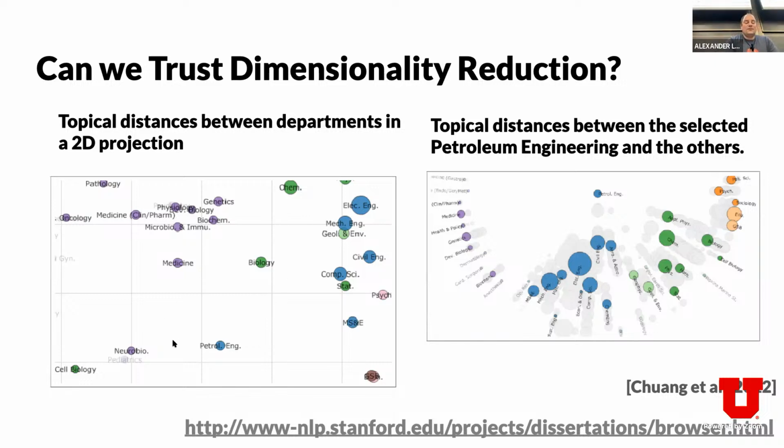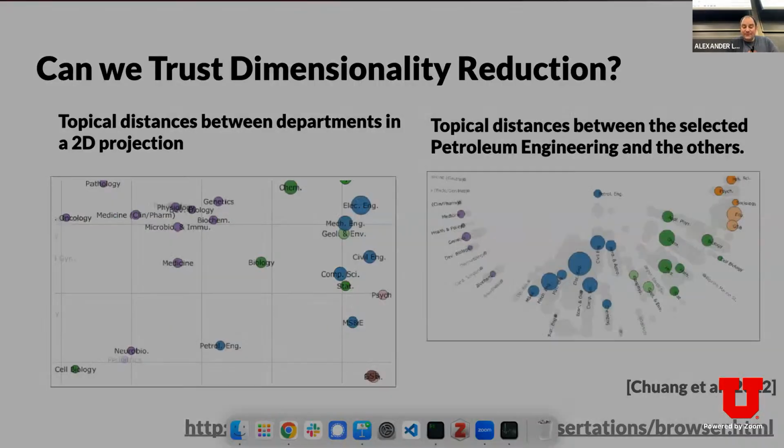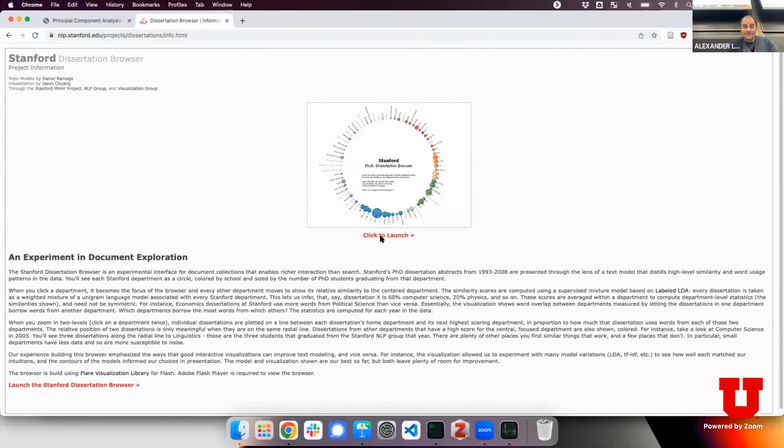One thing that you can do is show these distances for a selected point instead of trying to show everything at one time. And so in this tool here, let's see whether it's still working. Yeah.